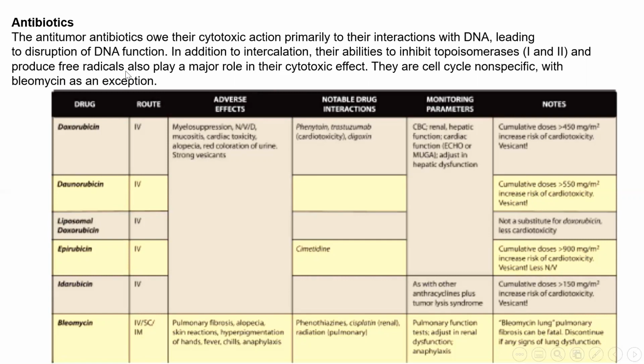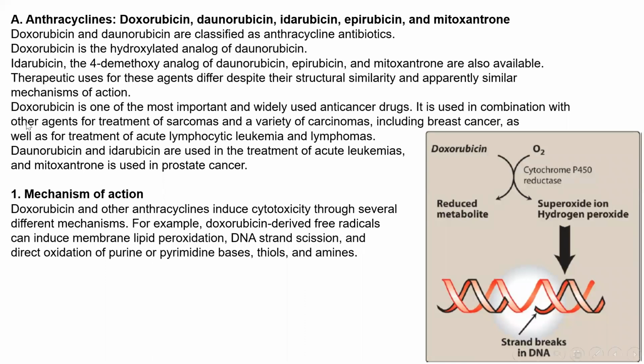And also there is increased production of free radicals, and the free radicals could cause toxic effects to the cells through lipid peroxidation or other mechanisms. So mainly they work by three mechanisms: interaction with the DNA, inhibition of topoisomerases, and increased production of free radicals. In the beginning, we have anthracyclines, and in this group we have doxorubicin, daunorubicin, idarubicin, and epirubicin, with mitoxantrone.